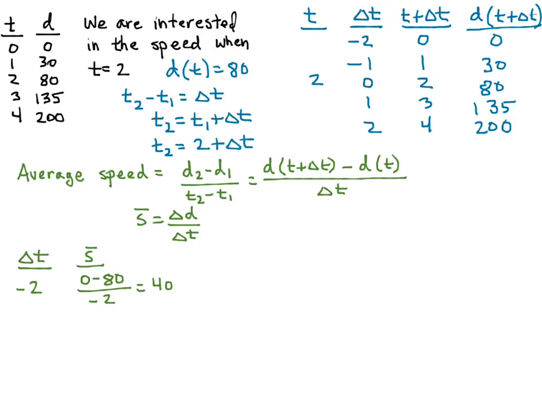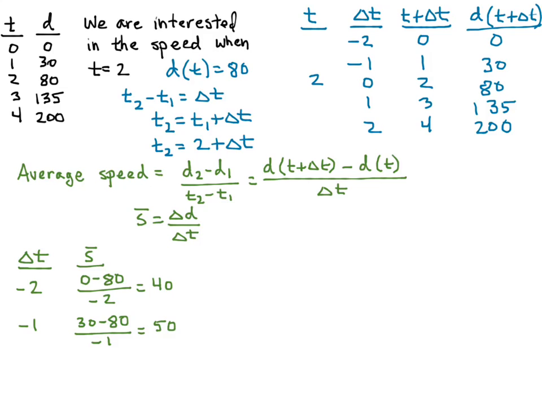So if I look at, all right, what's my average speed over the last 2 hours? I stick in -2 for my delta t, and I calculate, well, 2 hours ago I was at 0. My current place is at 80, so I take the difference there, divide it by -2 because it's 2 hours ago, and you get 40. This is exactly what we got on the previous chart.